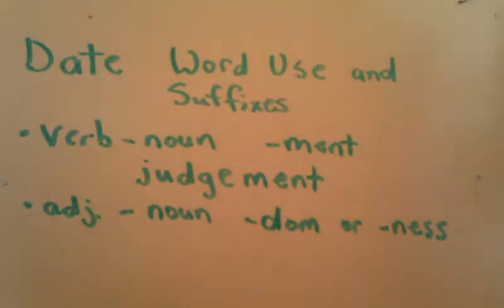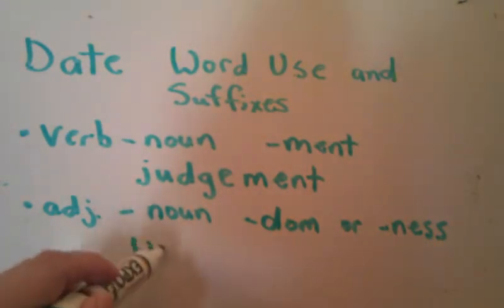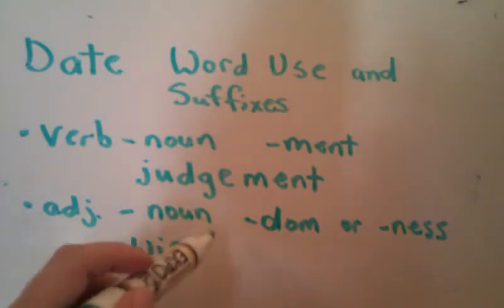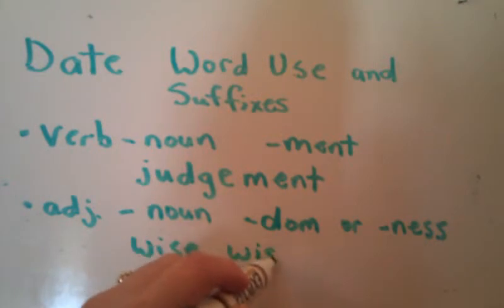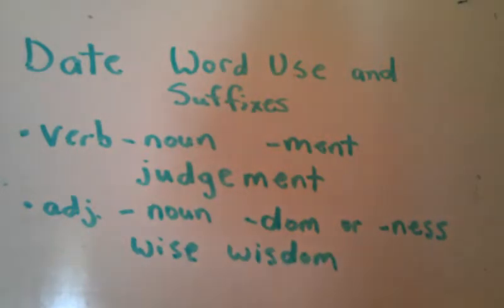Okay? For example, if I have an adjective, a describing word, let's use wise. I have the word wise, and I want to change the word wise to a noun. Well, wisdom, and using my spelling rules, I'm going to drop the E and just add D-O-M. Wisdom. See, I just changed it from an adjective to a noun.